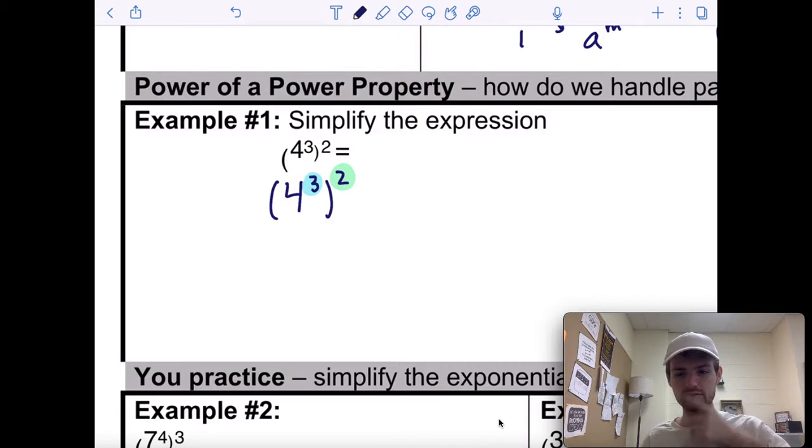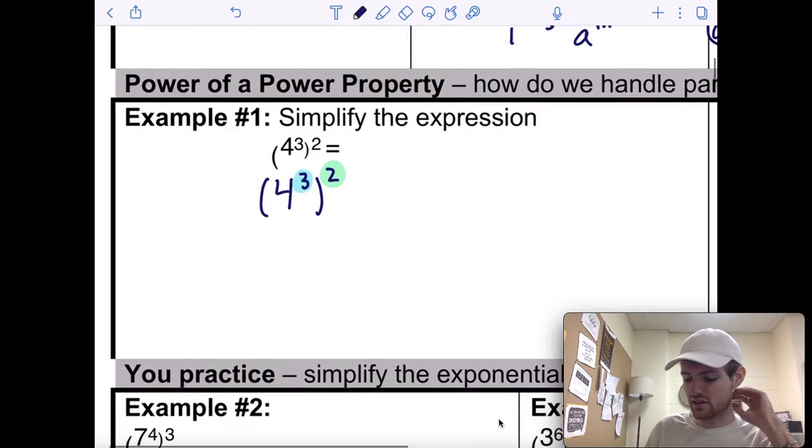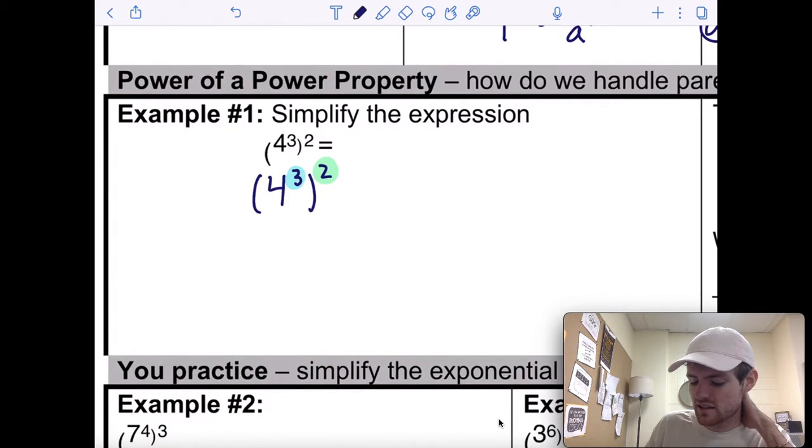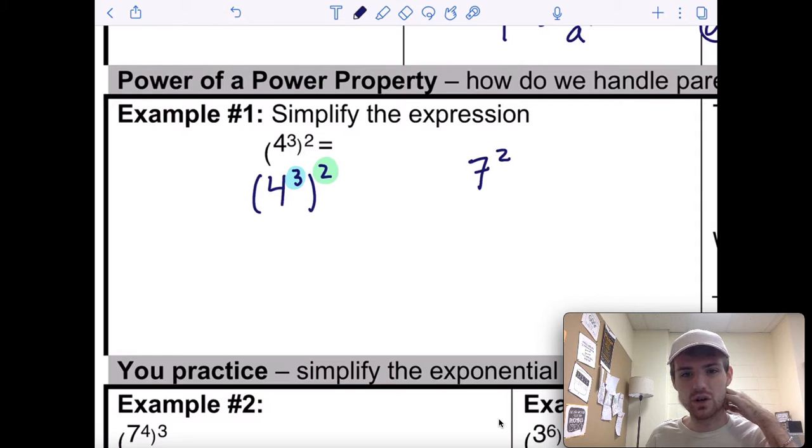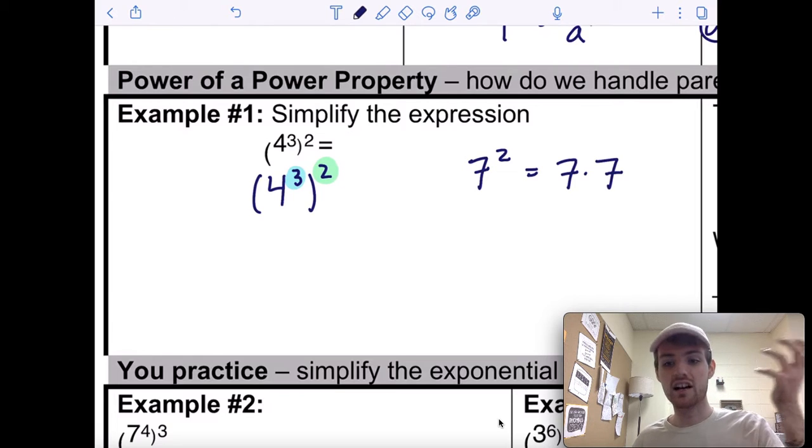Well, let's think of this. And I'll just write off to the side right now. If we had something like, let me think, let's just do something nice and simple. If I had 7 squared, let's remember that we can write that out. We're doing 7 times 7.